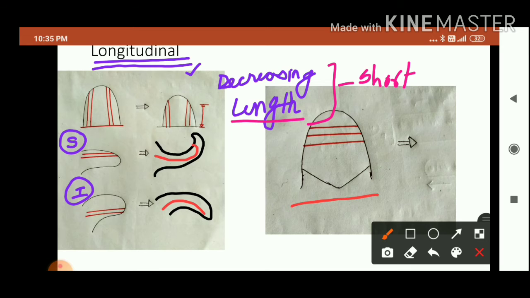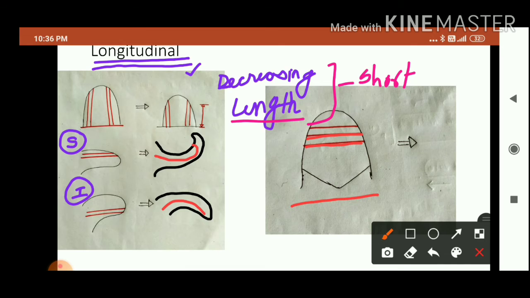You see that these are the orientation of the transverse muscle. So what will happen if the transverse muscle shortens? Yes, you can visualize that if the transverse muscle contracts, it will narrow the width of the tongue along with it. This is the impact on shape.